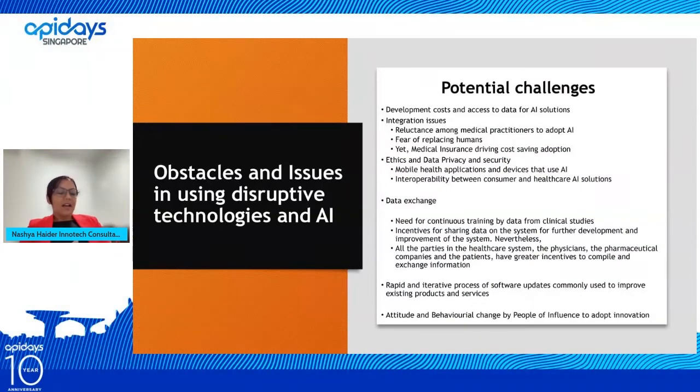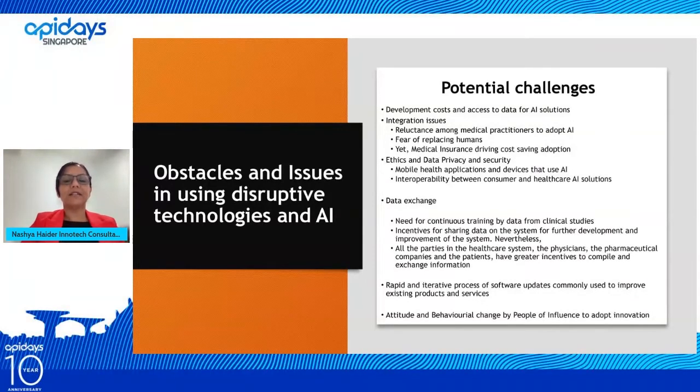Now, although there are many potentials for AI in the management of diabetes, there are also obstacles which one should also be aware of, especially in the conservative arena of healthcare. So let's look at some of the key challenges and obstacles. I'm sure you have encountered many of them already, yet let's briefly list and talk about them.